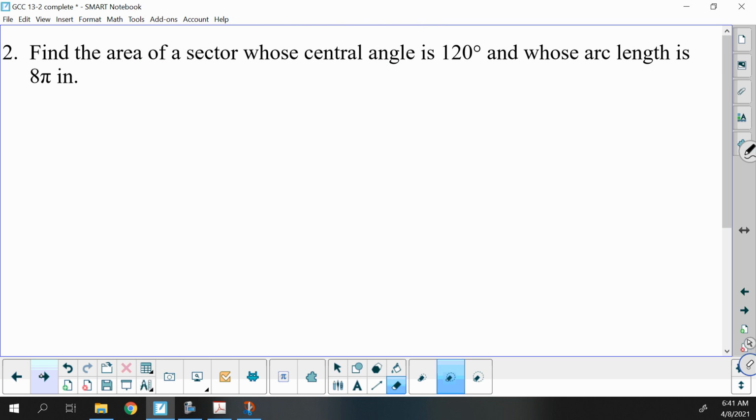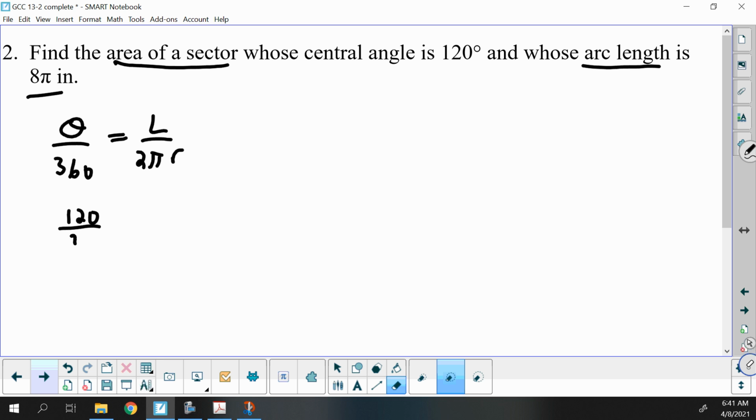Next one, the directions are pretty similar. They want us to find the area of the sector, and they give us the arc length. So because we have the value for the arc length, again, we'll start with our proportion for arc length. Theta over 360 is L over 2 pi times the radius. So our angle was 120 over 360, and 8 pi was our arc length over 2 pi r.